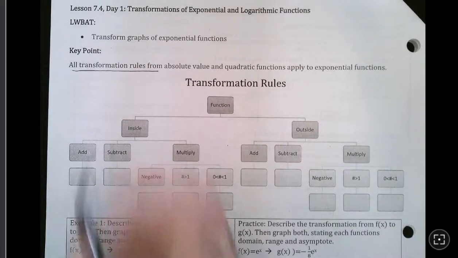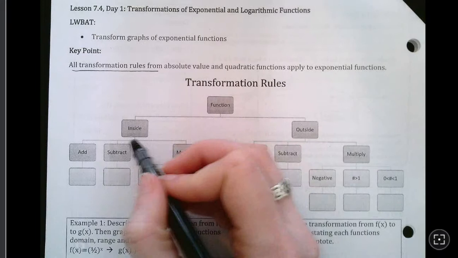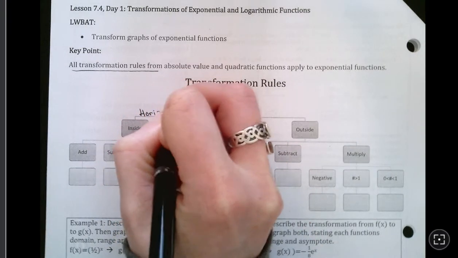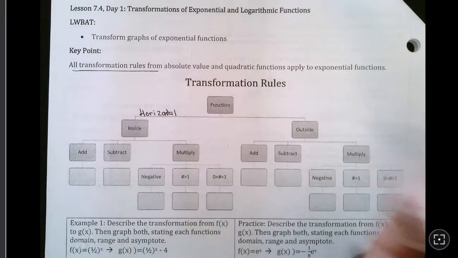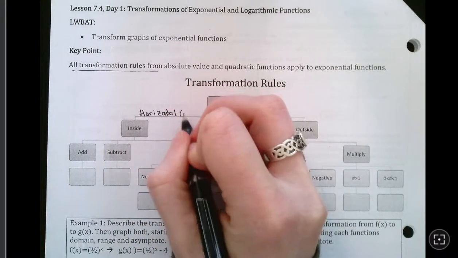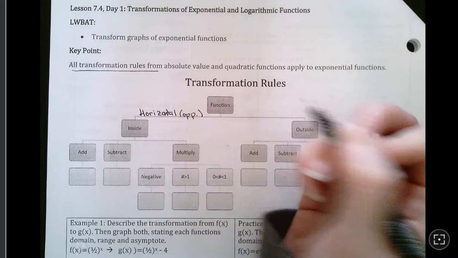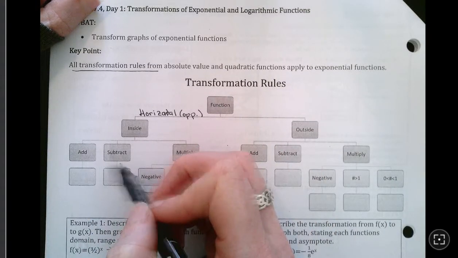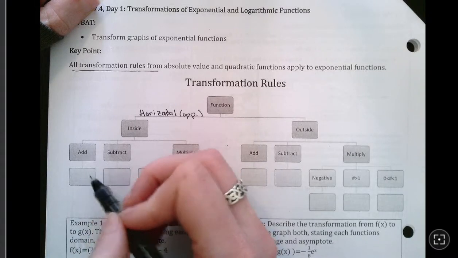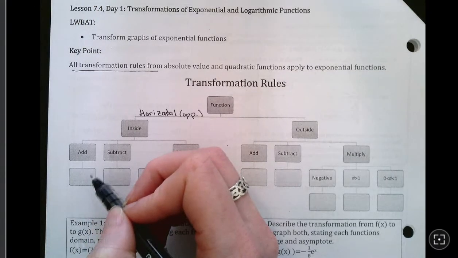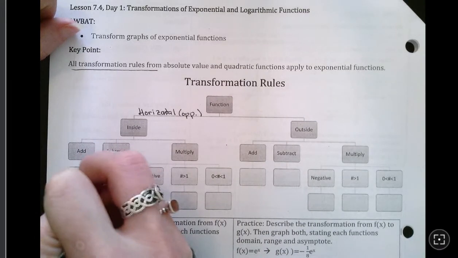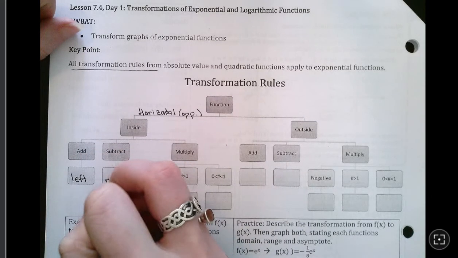If we're adding inside, this is a horizontal change. We always go ahead and do the opposite with our horizontal. So if I'm doing horizontal, inside, adding, subtracting, well, normally when we add something, we think that number is going to get bigger, so we think to the right on our graph. But we always do the opposite, so this is moving to the left then. Subtracting, well, that means it's going to be to the right.